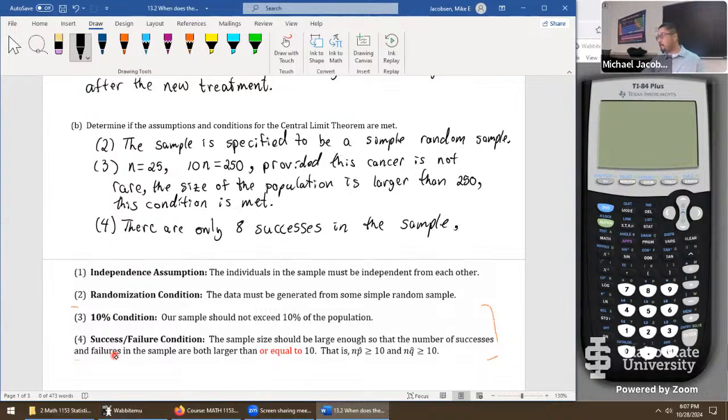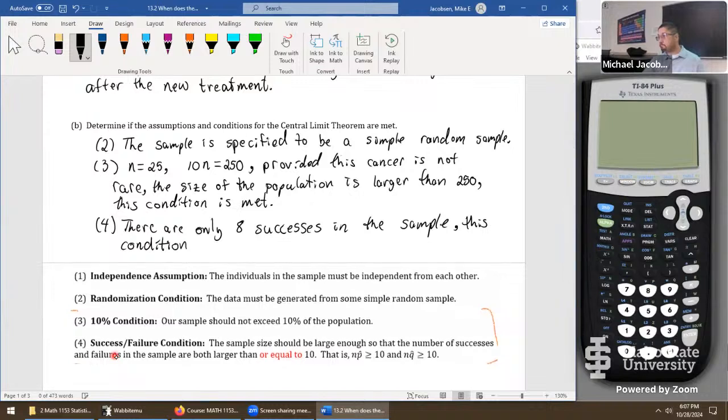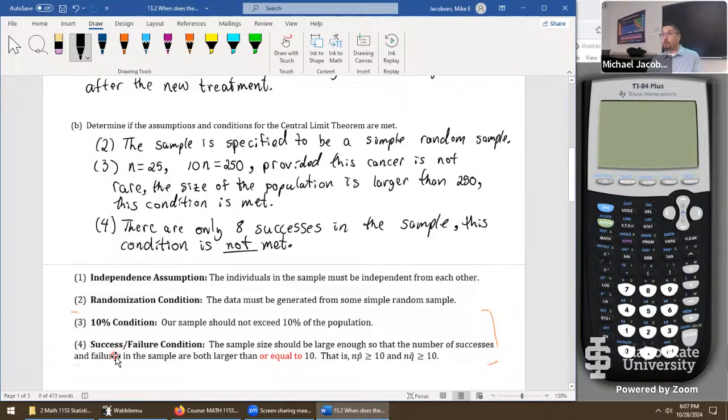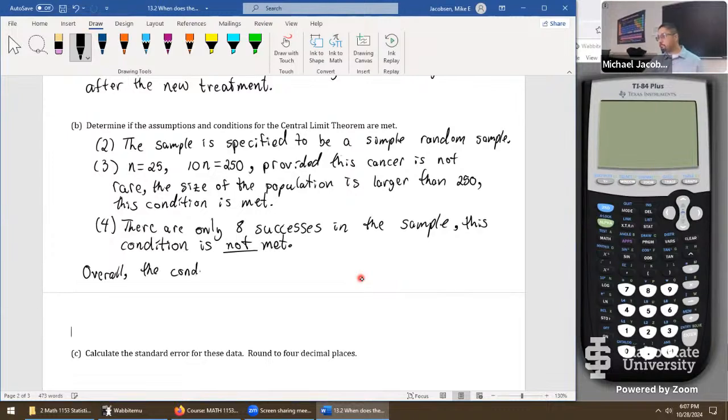So we'll say here, this condition is not met. And that's a firm not met. There's really no way to argue about that. That's a strict condition to use the central limit theorem. And so that causes an immediate failure. But that's okay. We'll just move on to the next problem and hope for the best on that one. We'll say here in part B, overall, the conditions are not met.